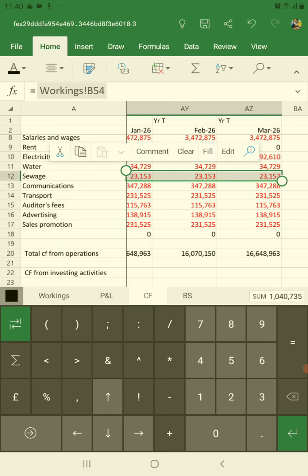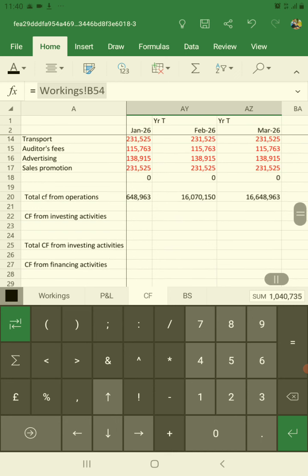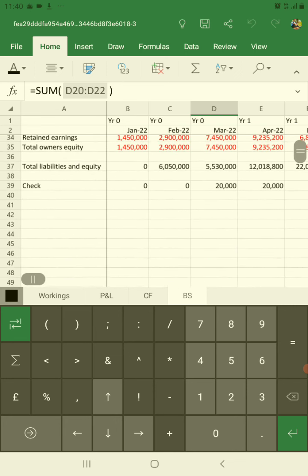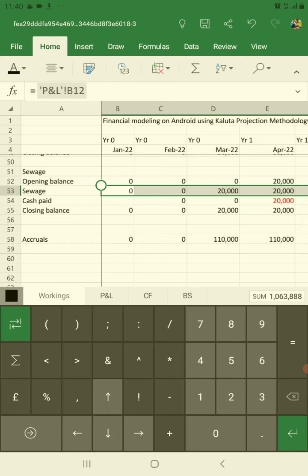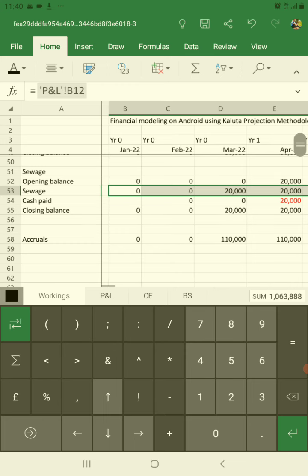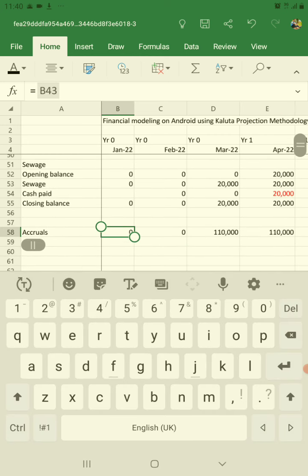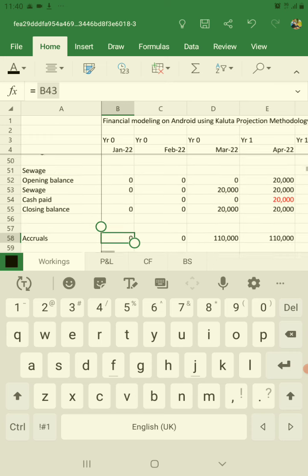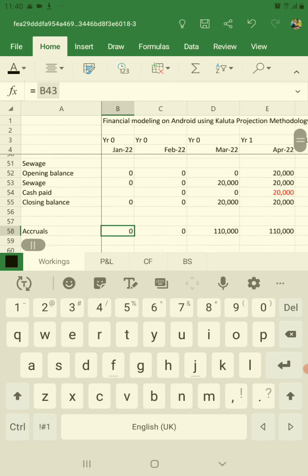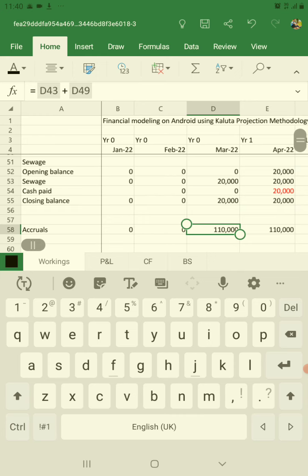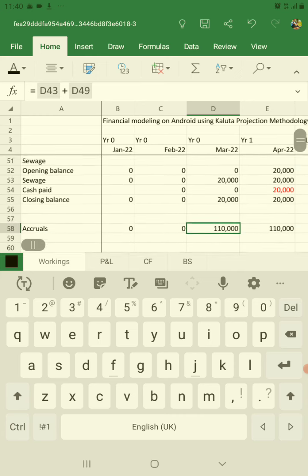Okay. So after doing that, my balance sheet would not balance yet, as you can see in the check, because I have not added this sewage component on the total accruals here. So I click on this formula for accruals, I mean in the working side here, in the working sheet. Okay, let me start here.